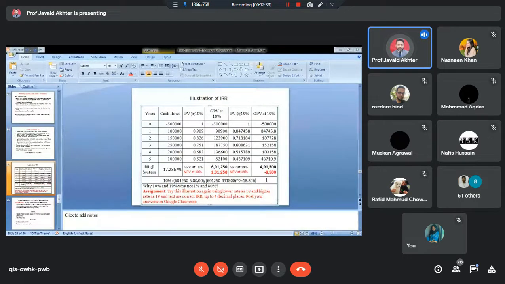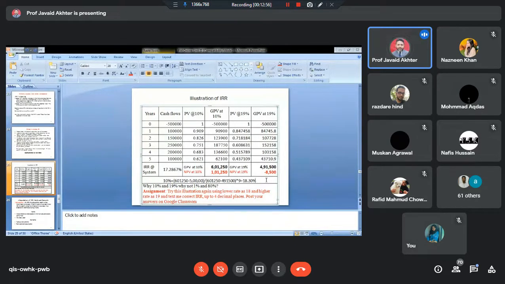Now decision. If we have several projects, which one shall we accept? The one which has higher IRR. Now what is the meaning of IRR?